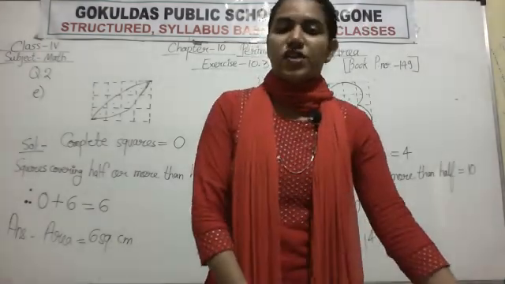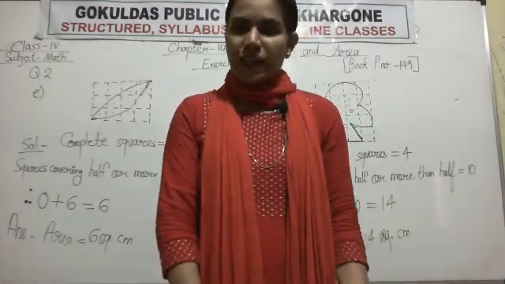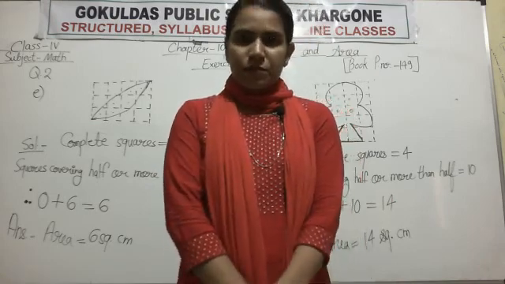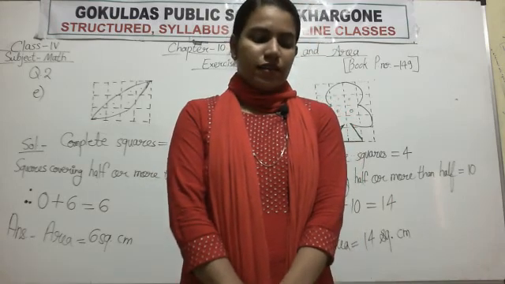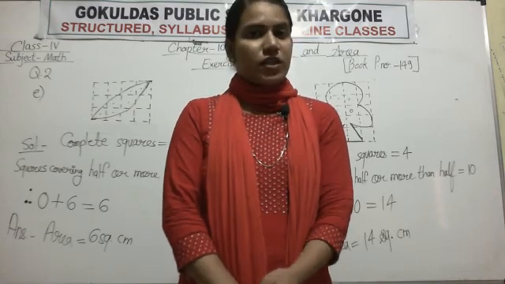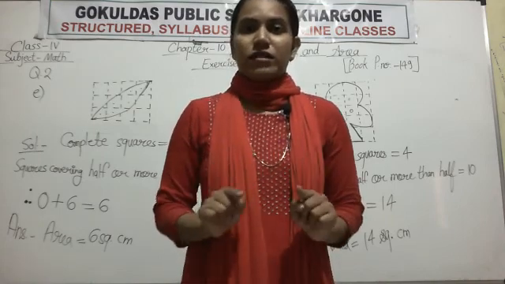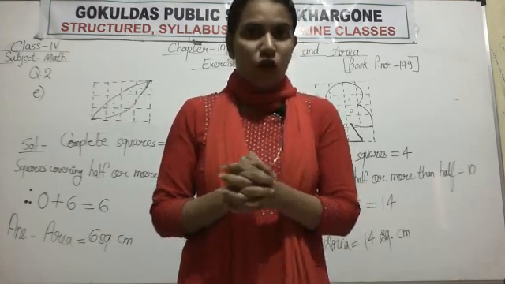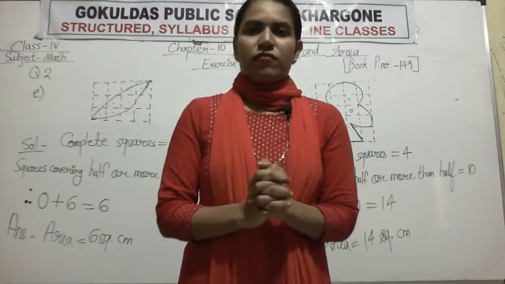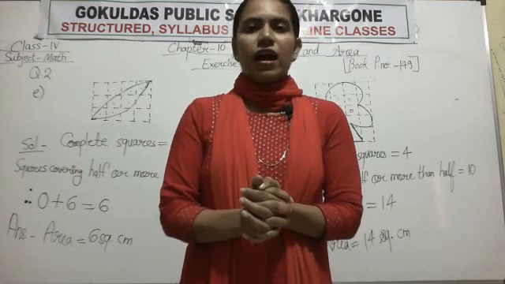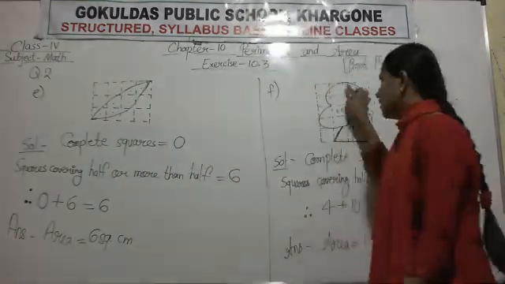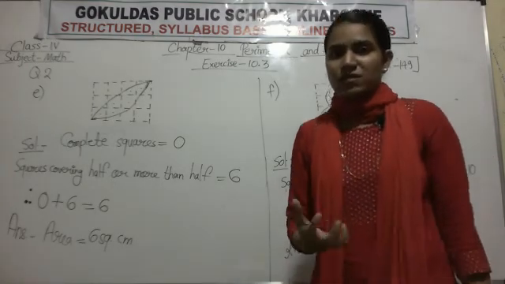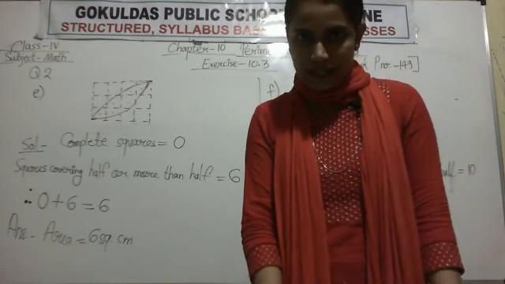Okay, so chapter 10, perimeter and area, is complete today. Let us summarize what we have discussed. In this chapter we discussed perimeter. What is perimeter? The total distance around the boundary is called perimeter. What is area? Area is the interior part of the figure. The interior space occupied by the figure is called area.